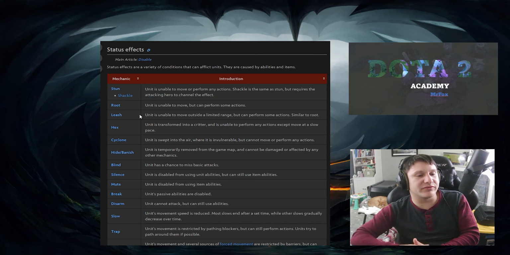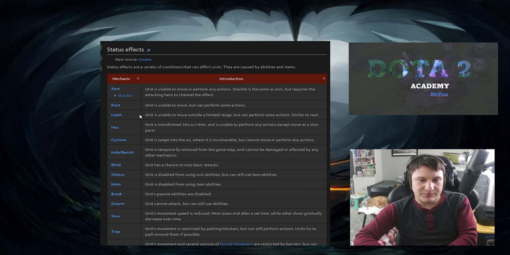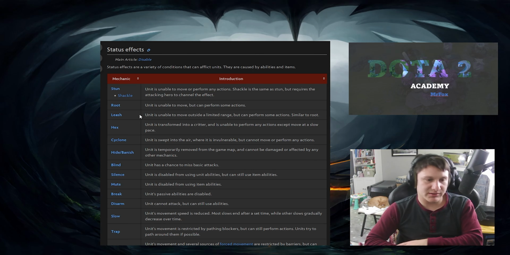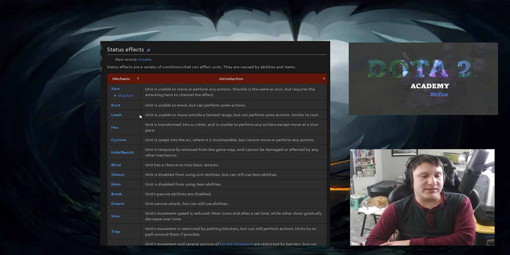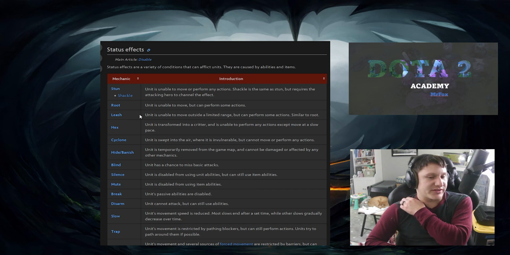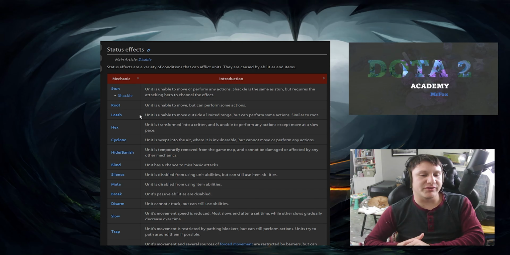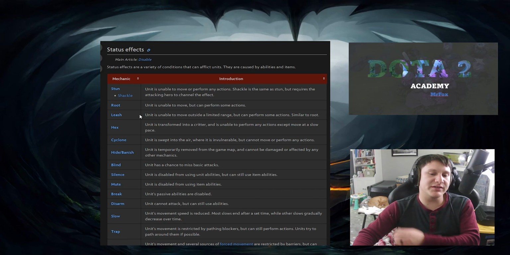Next is something that you'll see often, which is a silence. A unit is disabled from using any of their abilities, but they can still use their items. Now, mute is the opposite, where you aren't able to use any of your item abilities, but you can use your unit abilities. Break is on the other side, where a unit's passive abilities are disabled. So there's three kinds of ranges of having your abilities disabled.